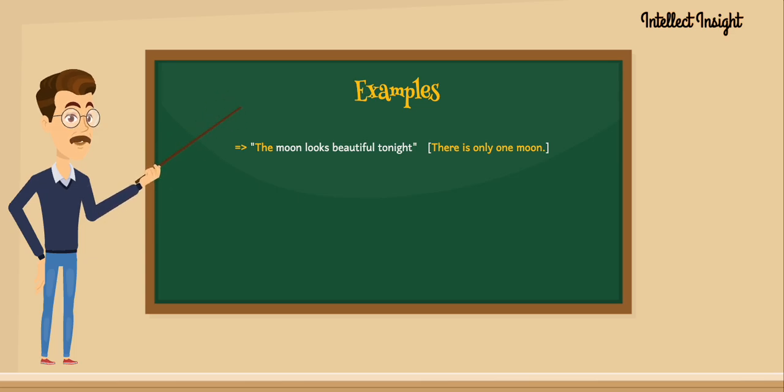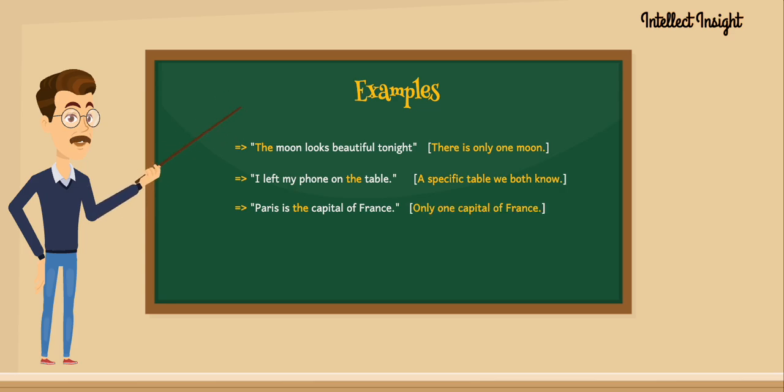I left my phone on the table. A specific table we both know. Paris is the capital of France. Only one capital of France is there. That's why we can use the article the.